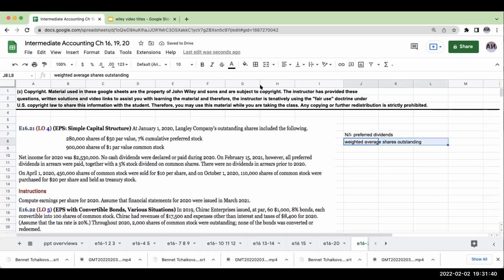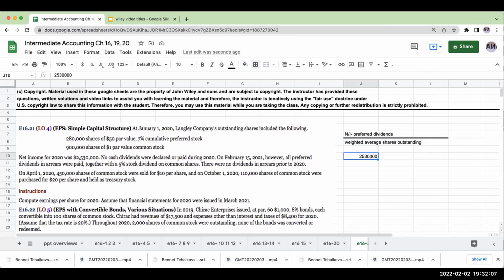So as we look at this, what is our net income? Well, the net income is $2,530,000. And when it comes to the preferred dividends, let's just read this through. No cash dividends were declared or paid during 2020. On February 15th, all preferred dividends in arrears were paid together with a 5% stock dividend on common shares. There were no dividends in arrears prior to 2020.